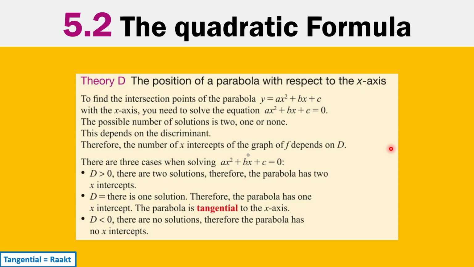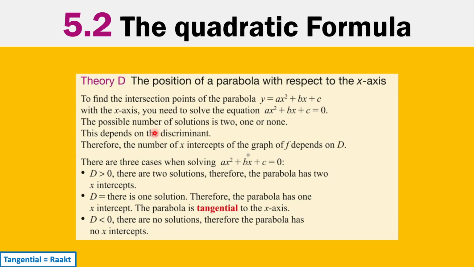Hello everyone, today we're going to take a look at Theory D of paragraph 5.2, the quadratic formula. What we're going to do is use the information in theory, particularly from Theory C, to now take a look at what this means if I'm actually going to draw such an equation or a function, I should say. Because remember, if I have something of this form, I can also say that graphically speaking, this is a parabola.